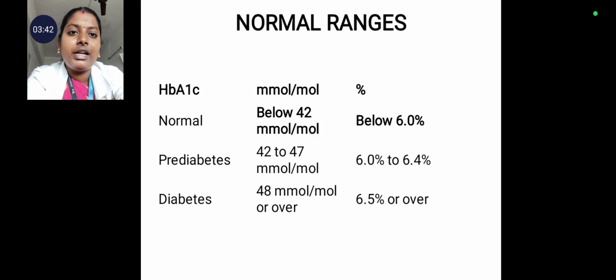Coming to pre-diabetic patients, 42 to 47, that is 6% to 6.4%, is considered pre-diabetes. For diabetic patients it is 6.5% or over. More than 6.5% will be considered diabetic. In millimoles per mole, 48 or more, so above 48 is considered diabetes.